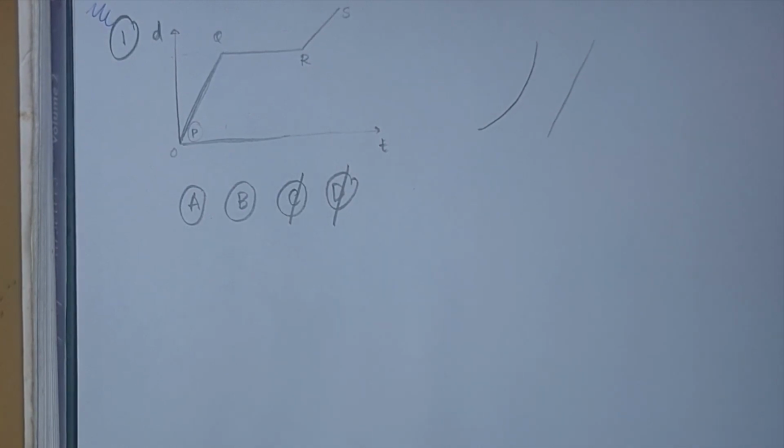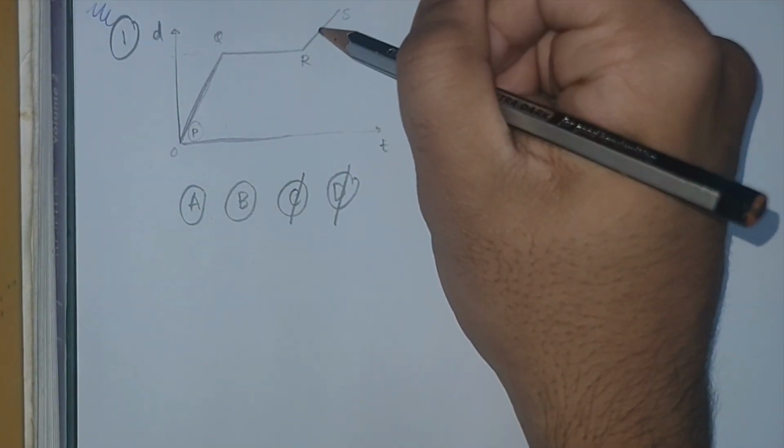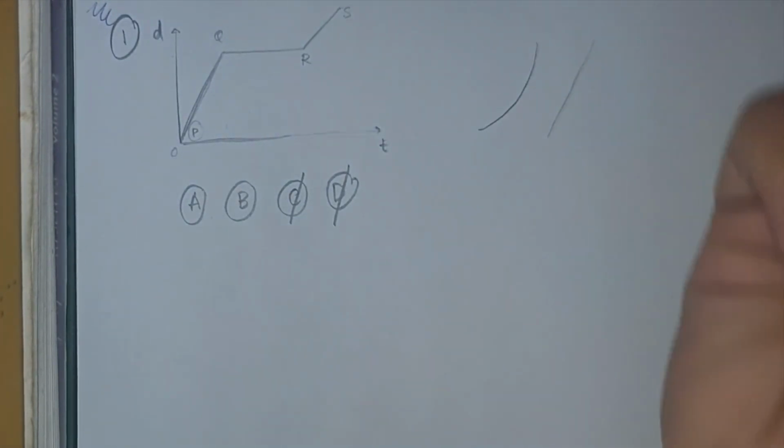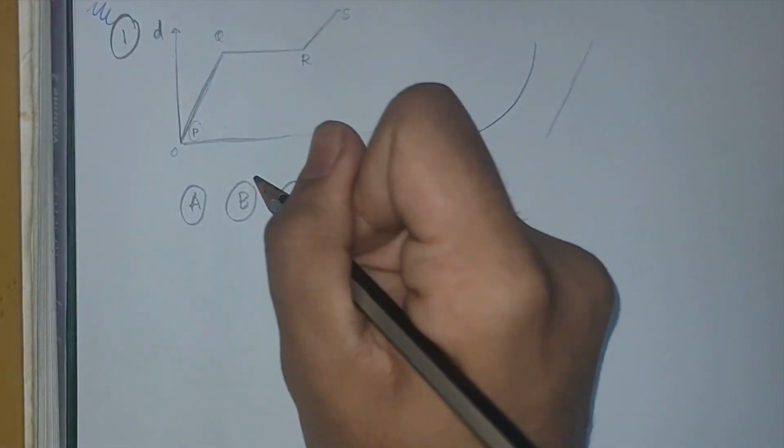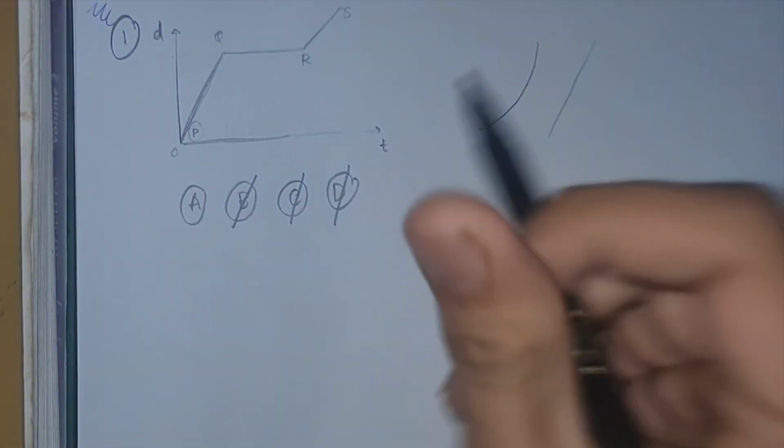Now let's check between R and S. R and S has a very similar situation to P and Q. The only difference is the speed is less because the slope is less. So it is traveling less distance in more amount of time, but still the speed remains constant because over here we have a straight line, as you can see. So checking through the options, we can see that only in A that happens. So B is also wrong and A is correct.